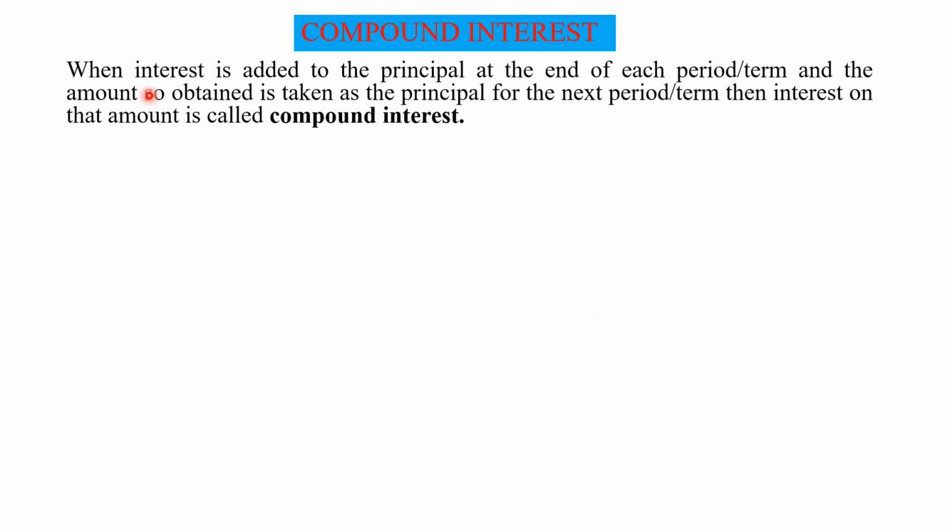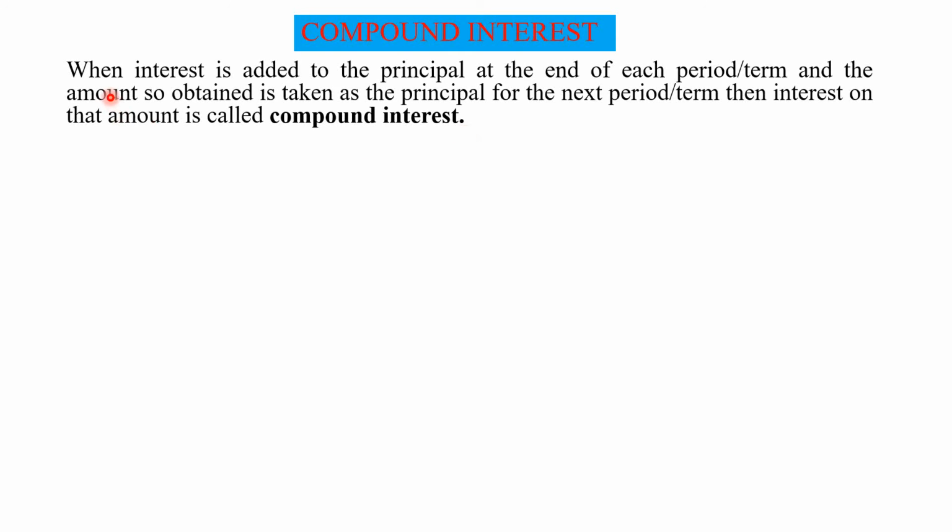Compound interest. When interest is added to the principal at the end of each period or term, and the amount so obtained is taken as the principal for the next period or term, then the interest on that amount is called compound interest.